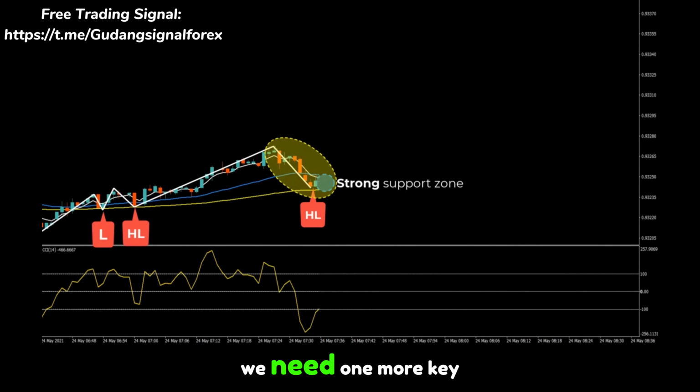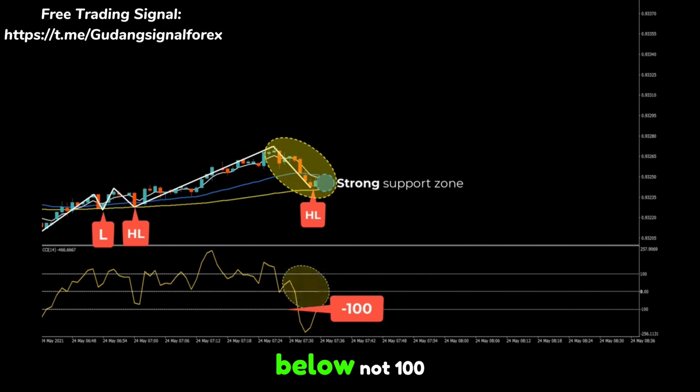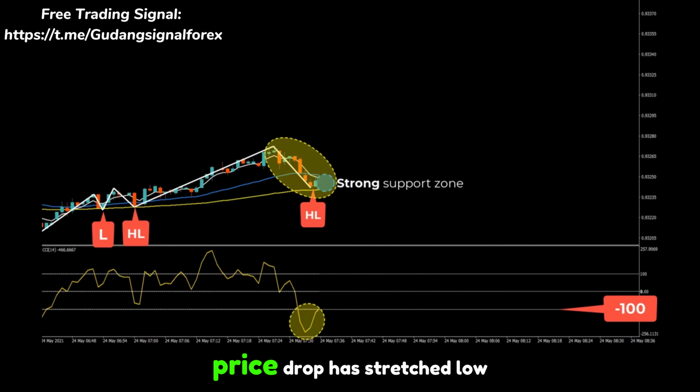We need one more key confirmation before we act. That confirmation comes from the CCI indicator. If the CCI line is below -100, it tells us that this price drop has stretched low enough into the support zone. And if we get a buy signal, that's exactly the kind of high probability trade we want. Because what happens next? The price often skyrockets, offering maximum profit potential with minimal stop-loss risk.